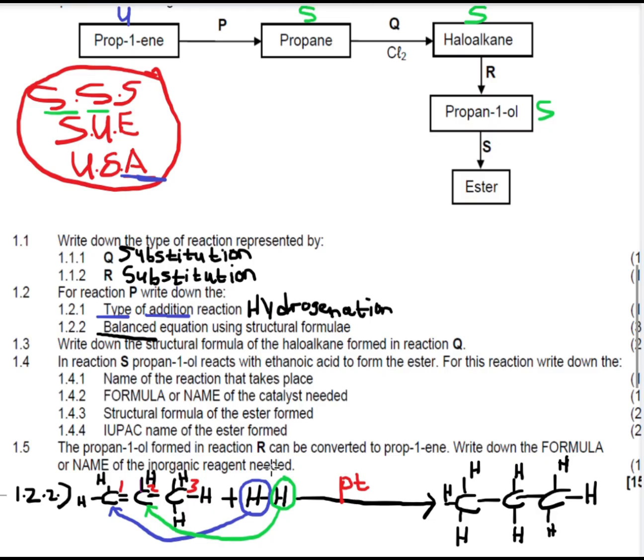But how many hydrogens on the reactants? 1, 2, 3, 4, 5, 6, 7, 8. We've got 8 hydrogens on the reactants. All right. On the products, let's look at the products now. How many hydrogen atoms are we having? 1, 2, 3, 4, 5, 6, 7, 8. We have also 8. So it's balanced.